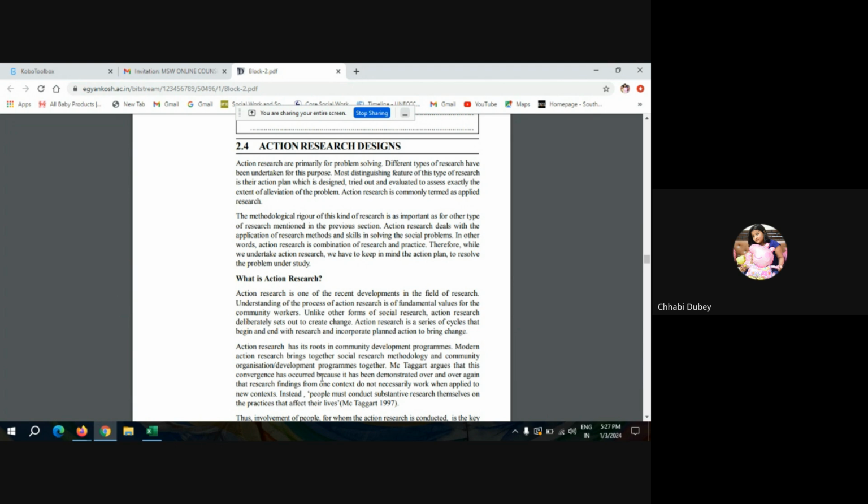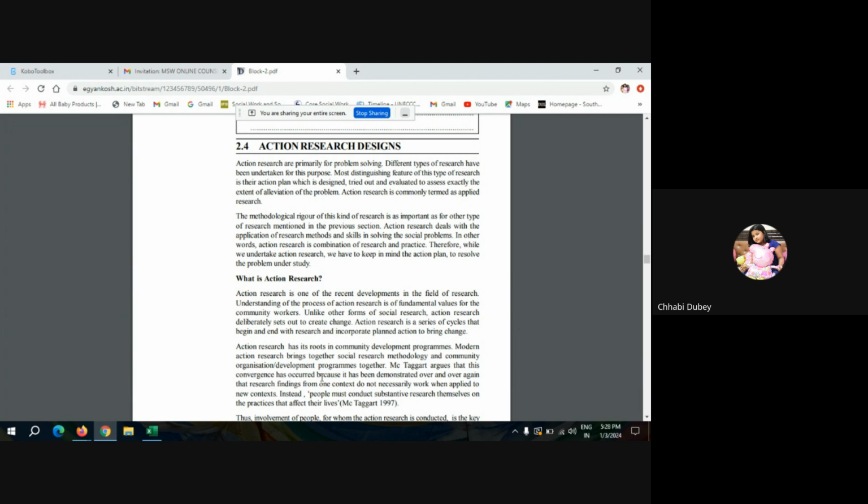And in social work, this becomes one of the most important forms of research because we are applying the research design to solve the practical problems and to see the impact of how these problems can basically be solved practically. So, what exactly is action research? Action research is a very recent development in the field of social work research.